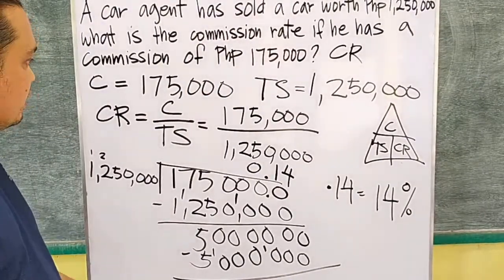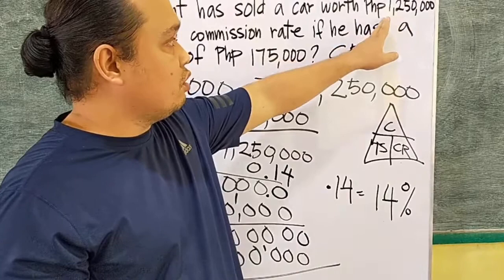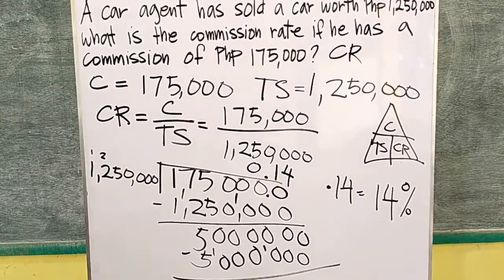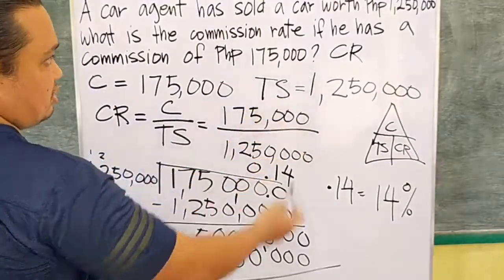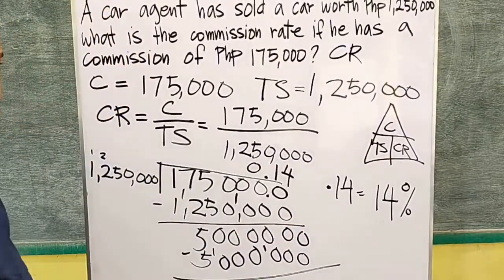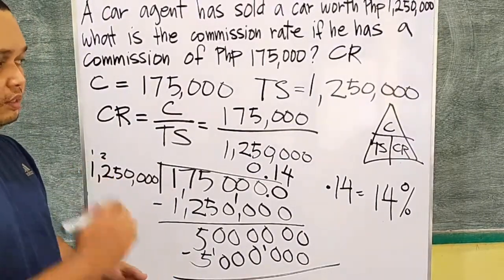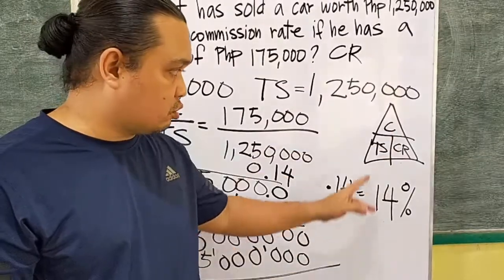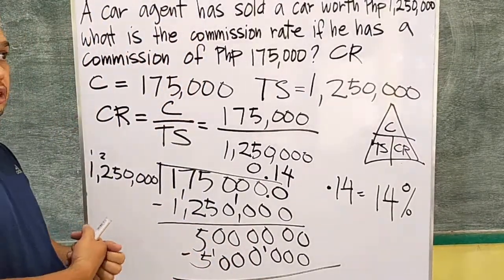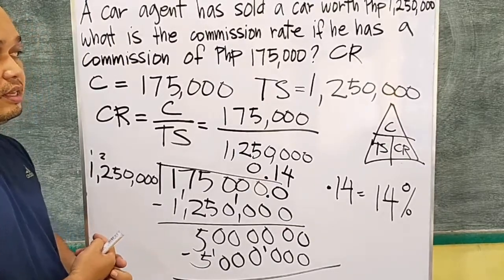Okay, so 1,250,000 is our total sales, while 175,000 is our commission, and 14% here is our commission rate. Okay, that's how we get the CR. So commission formula is total sales times commission rate. Okay? So, those are the things that we need to remember. Just use the triangle in finding those three things.